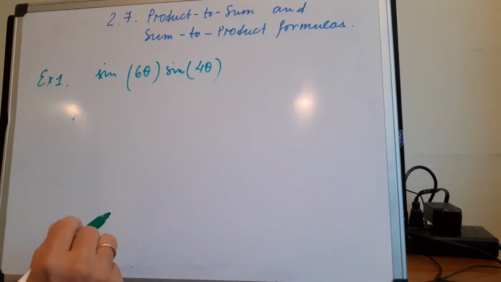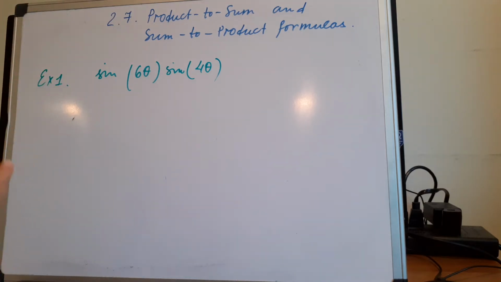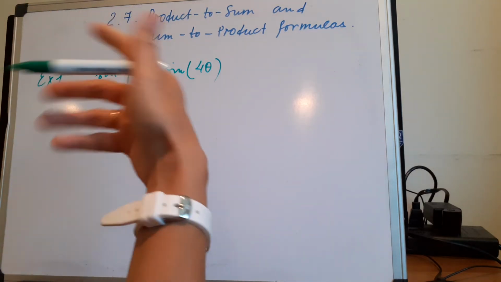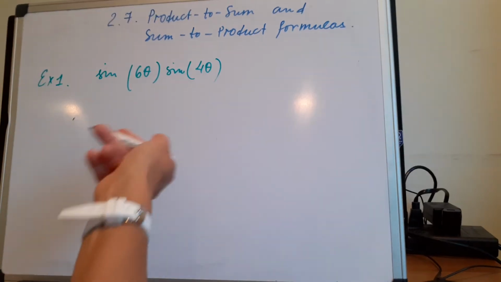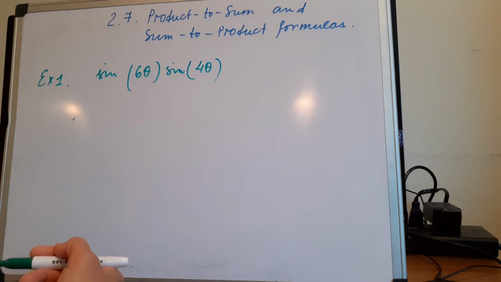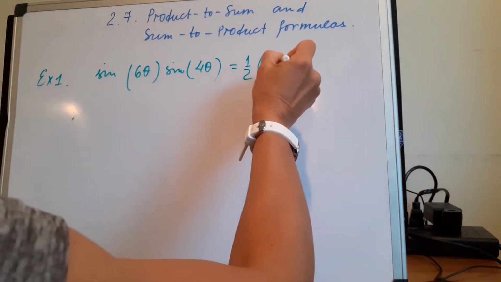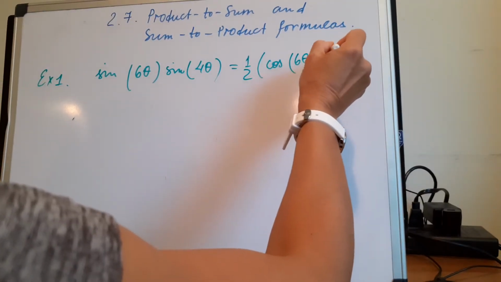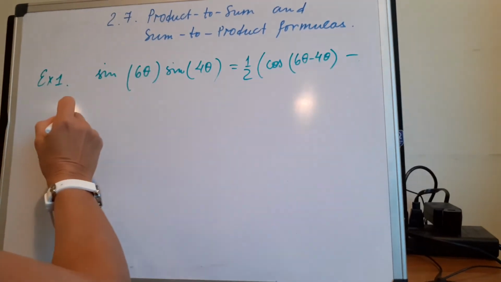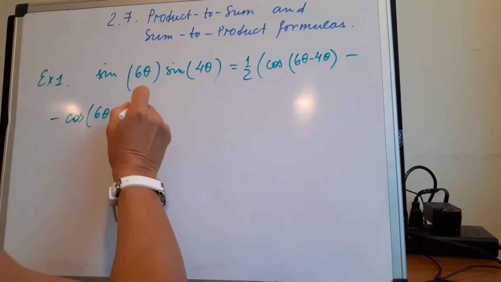So what I'm going to do, well, you see the product of two sines, right? That's formula number 1 from our set of 3 formulas. Again, you don't need to memorize them right now. You can just open the book and look at the formulas, or if you copied them in your notes, you can look at your notes. Okay, formula number 1 is giving us 1/2 cosine of the difference. So it's 6 theta minus 4 theta minus cosine of the sum, 6 theta plus 4 theta.